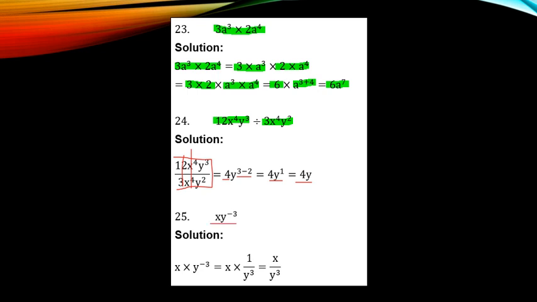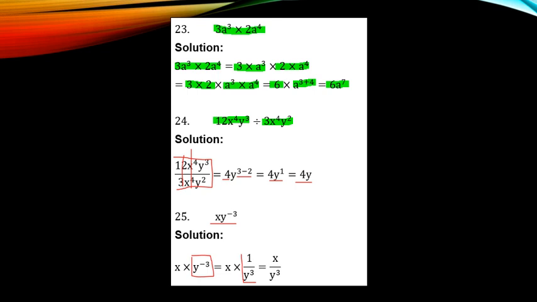Example 25, sy power of minus 3. I think in this problem, what we have to do here is to remove the negative power attached to y. We use the first version of the negative index. Once you write the inverse of y power of minus 3, it becomes y cubed. The inverse means 1 over y cubed.